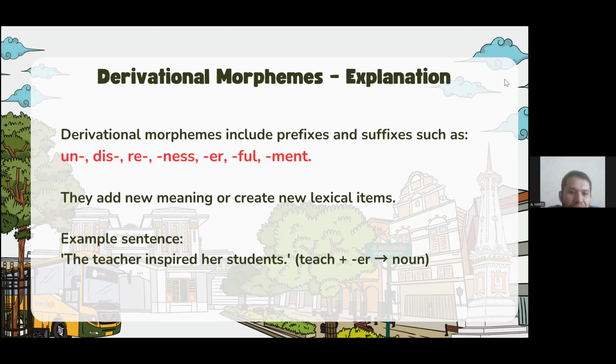Derivational morphemes explanation. The derivational morphemes include prefixes and suffixes. It means there is a connection with the third part, that's types of affixes. Because the derivational morphemes include prefixes and suffixes such as un, dis, re, ness, er, full, ment. They add new meaning or create new lexical items. Example sentence: the teacher inspired her students. In this word, the point is teacher. Teacher becomes two words, teach and er. It's a noun, not a verb. Okay, the next slide.